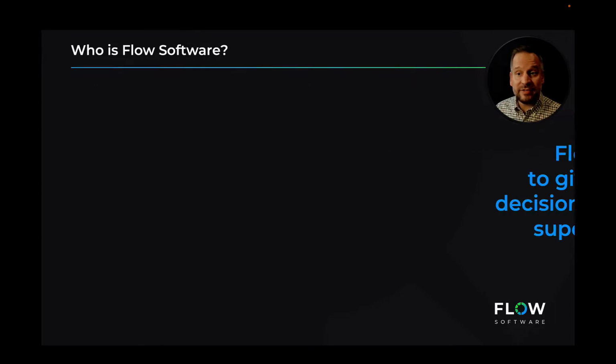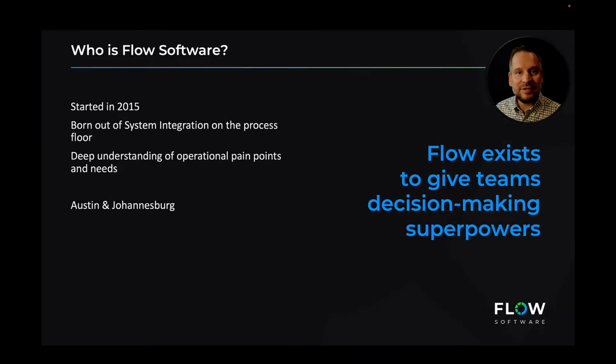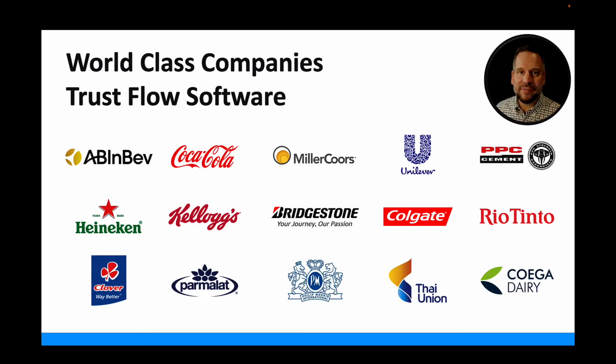Flow Software exists to help give teams decision-making superpowers. We've been doing it since 2015, and because we were born out of a system integration business, we have a deep understanding of operations. Flow has been working with world-class companies to help them solve their analytics problems, to put in place a proper analytics framework that will help them define, transform, and openly share information across their entire organization. It's worked for them, and it'll work for you too.